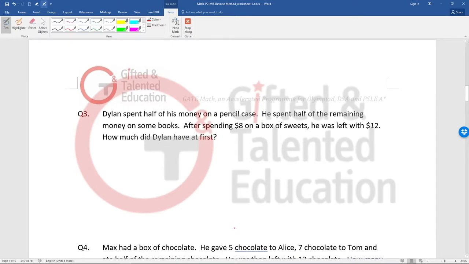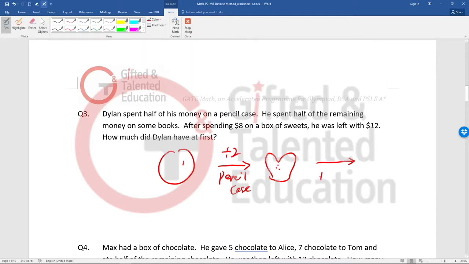Question 3. Dylan had some money at first. He spent half of his money on a pencil case. So he's left with some money. We know that this must be twice of this. So to go from this number to this number, we must divide by 2. Again, he spent half of his remaining money on some books. And again, we put a divided by 2 here.